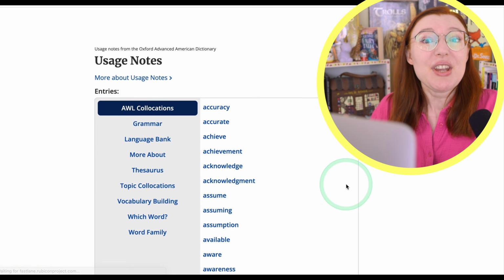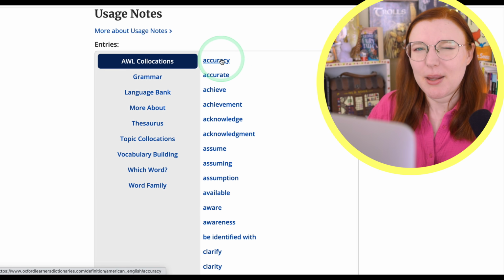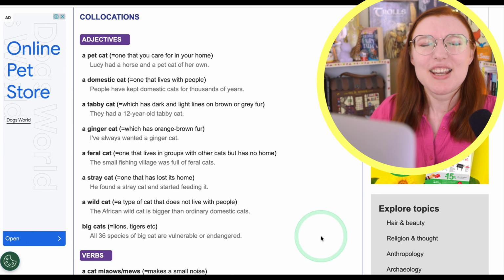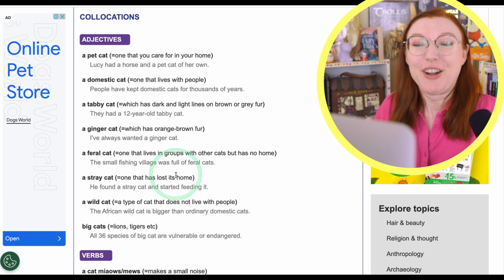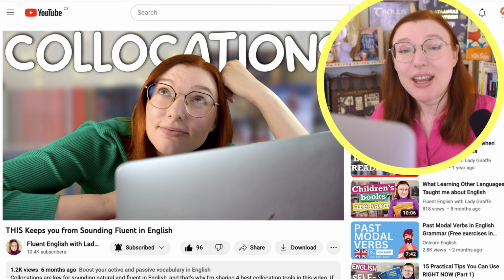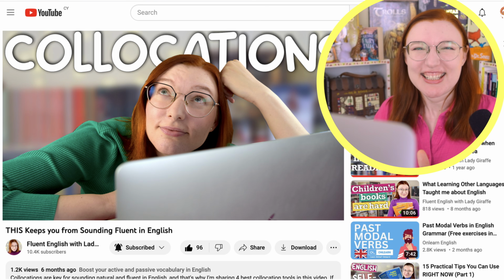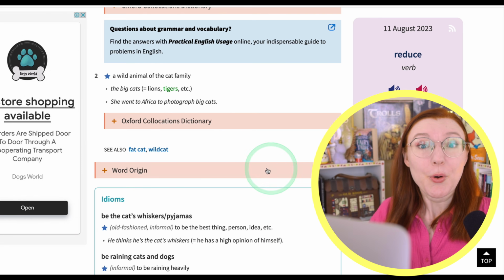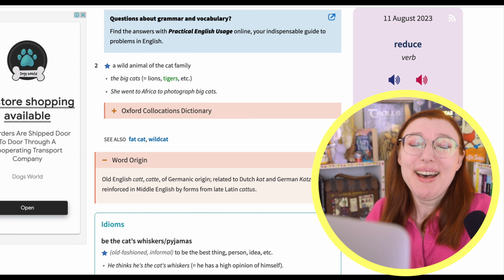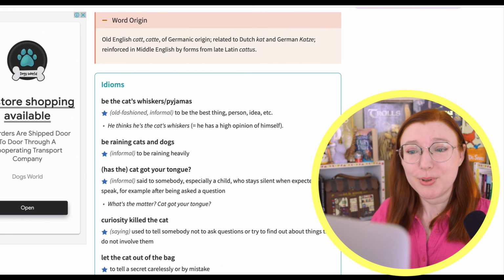You can also use another dictionary as a supplement. The Longman Dictionary of Contemporary English is my absolute favorite. And there are some other great resources I talked about in my video about collocations. So the lack of access to collocations in Oxford is not the end of the world, just a mild annoyance. The origin of words is something you don't necessarily need, but is super fun to explore.